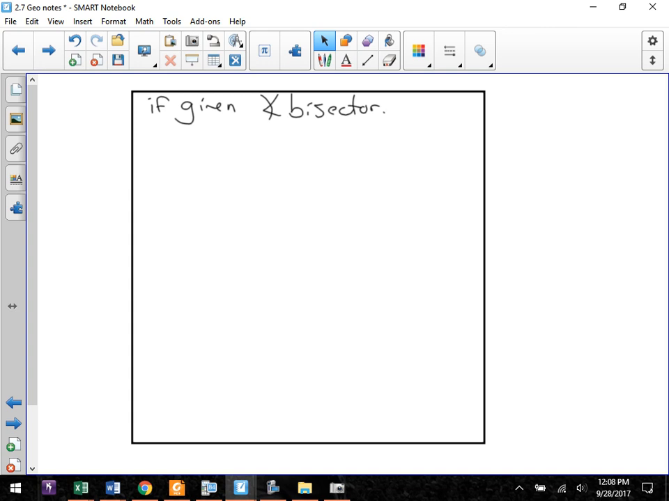Again, by definition, we know that an angle bisector bisects an angle, which therefore creates two congruent angles. So a second ago, we just said if I had a midpoint, then you would say segment congruent to segment. Now I'm going to say if given angle bisector, then angle congruent to angle.